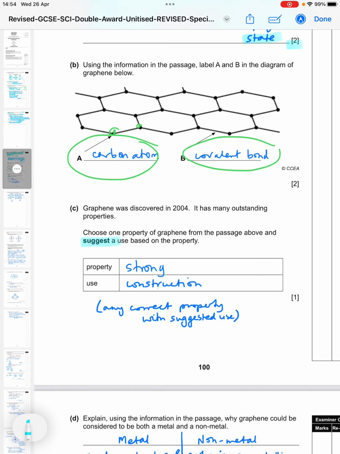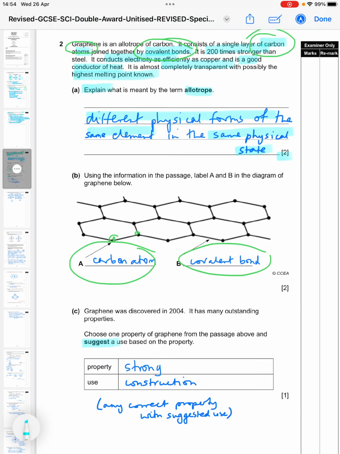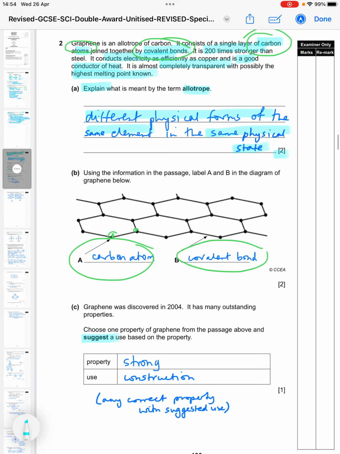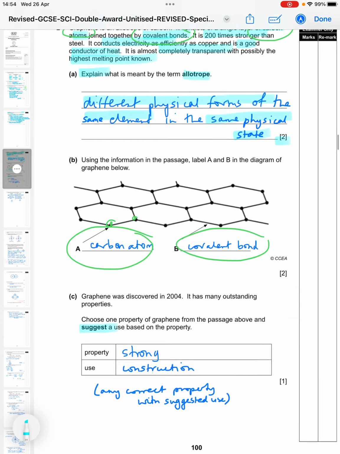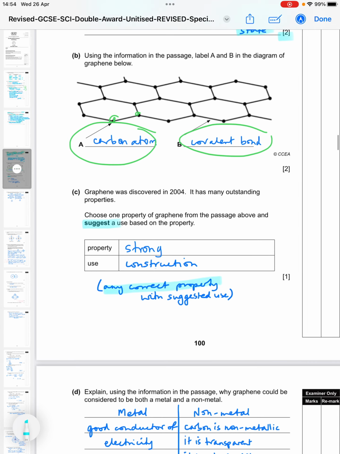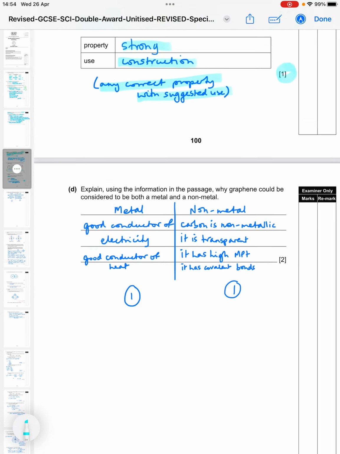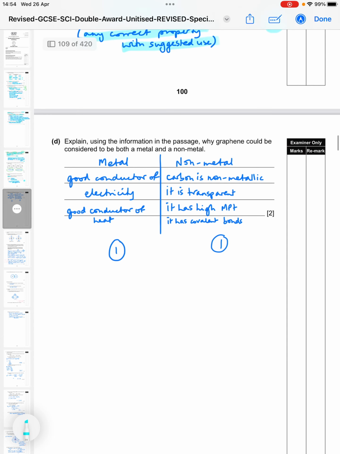So then in C, graphene was discovered in 2004. It has many outstanding properties. Choose one property of graphene from the passage above and suggest a use based on the property. So there were a number of properties. It talks about it being stronger than steel, a good conductor of heat, an efficient conductor of electricity, transparent and high melting point. So really it's just about picking any of those properties and suggesting a use. So I've said it's strong, so it could be used for construction. And there's 1 mark for answering both parts there.